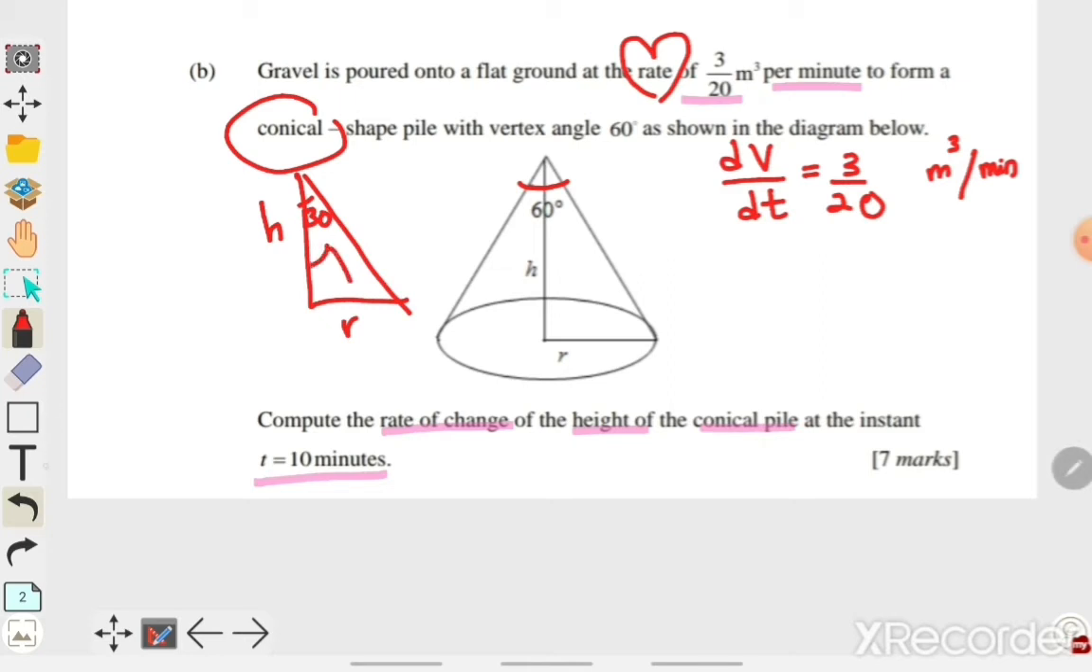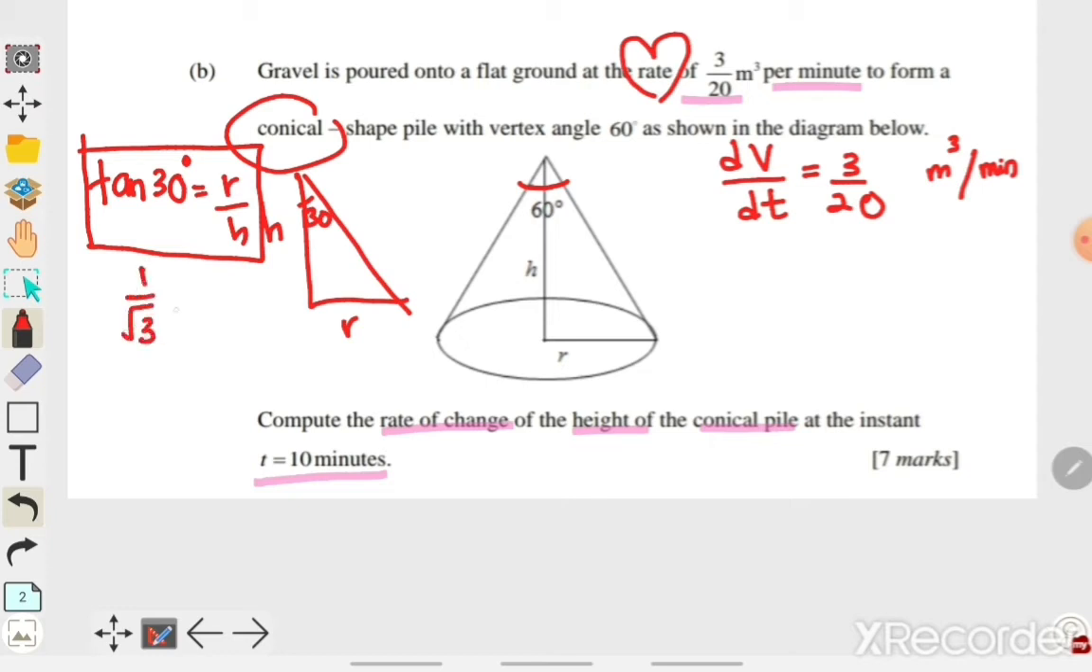Side opposite divided by adjacent, so we can have the tangent. So we can construct that tangent 30 degrees equals r divided by h, where tangent 30 degrees equals 1 over sec 3. Okay, so we have 1 over sec 3 equals r over h.